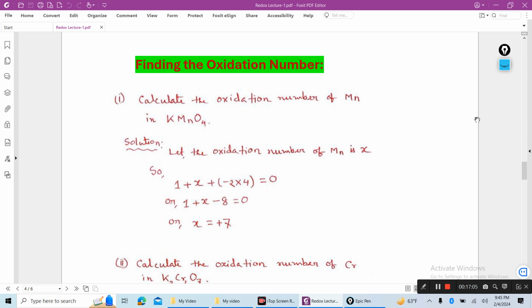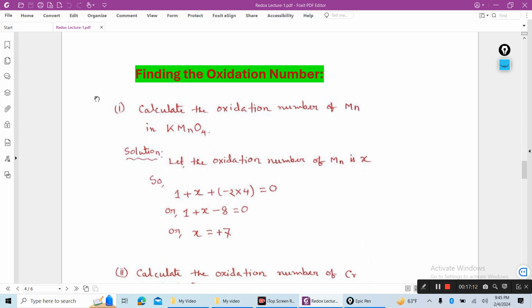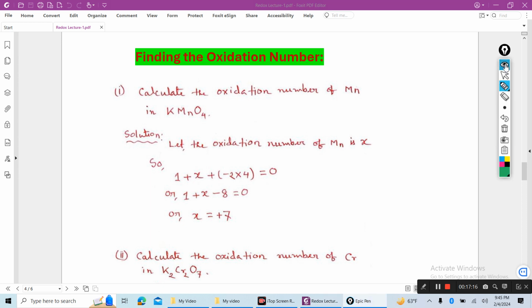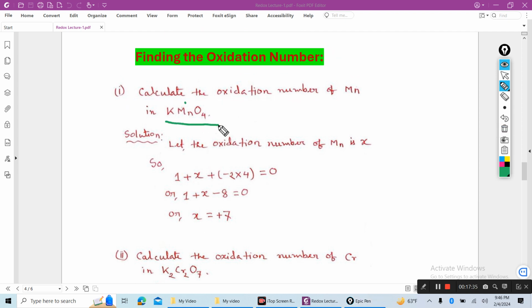Now you will know how you can calculate oxidation number, how you can find out oxidation number. Finding oxidation number. Number 1, calculate the oxidation number of manganese in KMnO4. So in KMnO4, what is the oxidation number of manganese? You will calculate. You don't know the oxidation number of manganese, so at first you let the oxidation number of manganese be x.